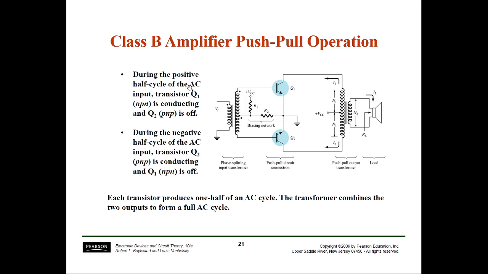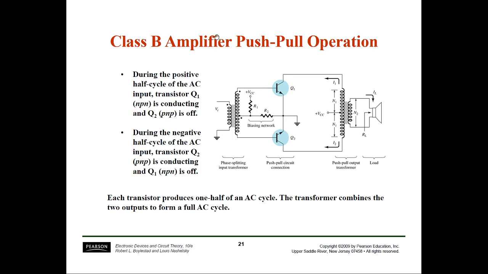During the positive half cycle of the input AC cycle, what will happen? This transistor Q1 will conduct and Q2 is off. Then during the negative half cycle of the AC input, the transistor Q2 will conduct, and this will conduct and this will be off. Again, one is pulling and one is pushing. This happens due to this.